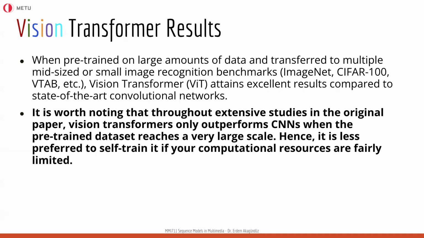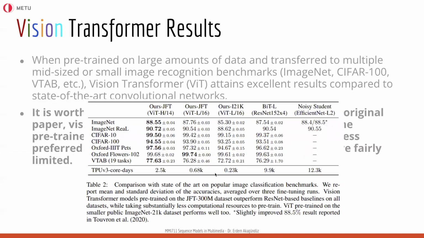Everybody talks about it on the internet. I saw these AI YouTubers saying convolutional neural networks are dead, everybody is going to use transformers. No, guys, no. In very small networks, we still make use of convolutional neural networks. And when the data is not large scale, you cannot use transformers. Hence, it is less preferred to self-train if your computational resources are fairly limited and you don't have a large scale problem.